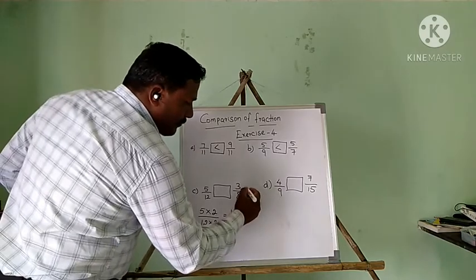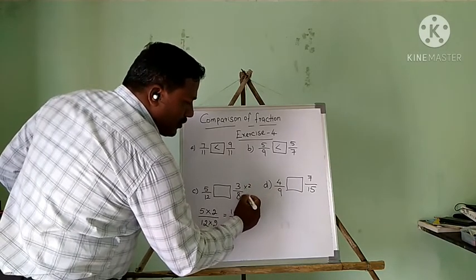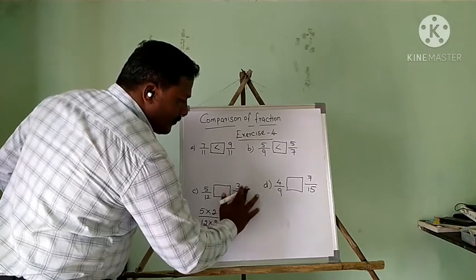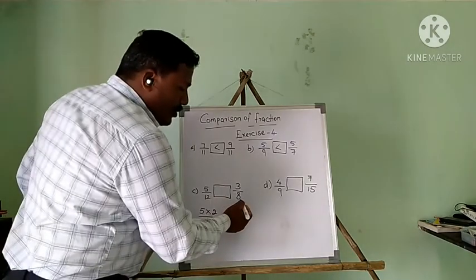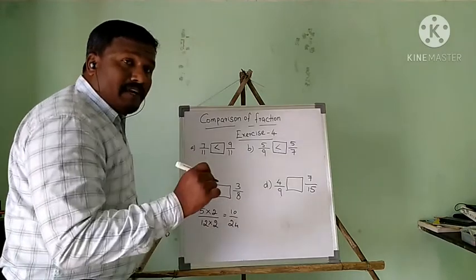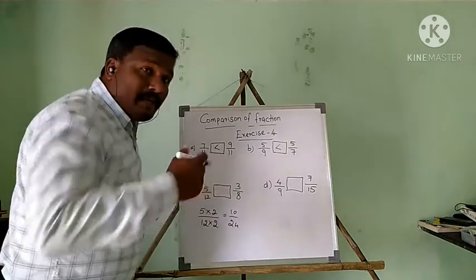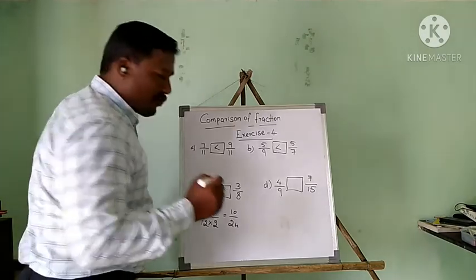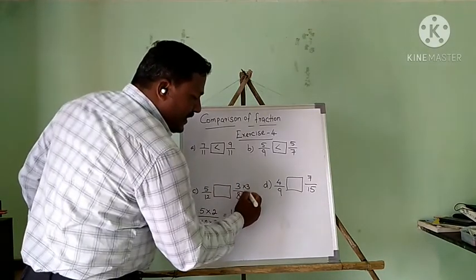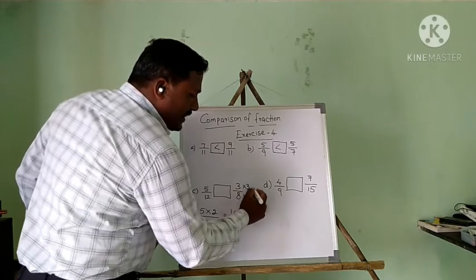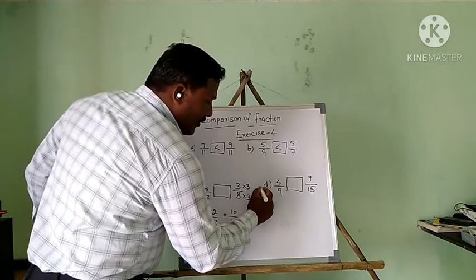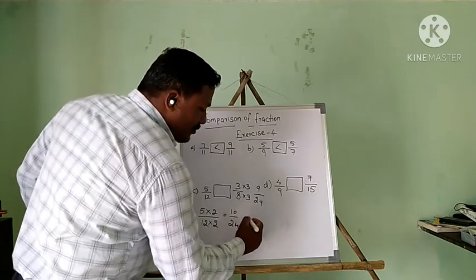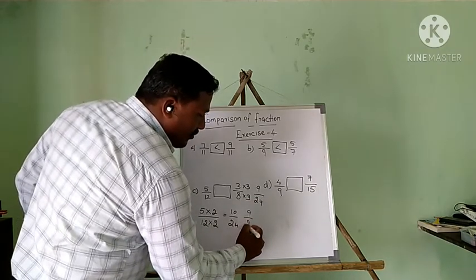Now we want to find which number, if you multiply with 8, will become 24. So 8 table, 8 3s are 24. So if you multiply upside 3, downside 3. So 3 3s are 9, divided by 8 3s are 24. So now see, 10 by 24 and 9 by 24.